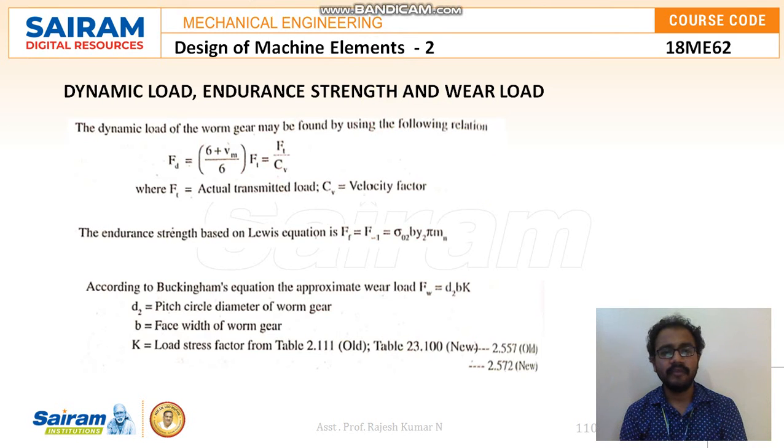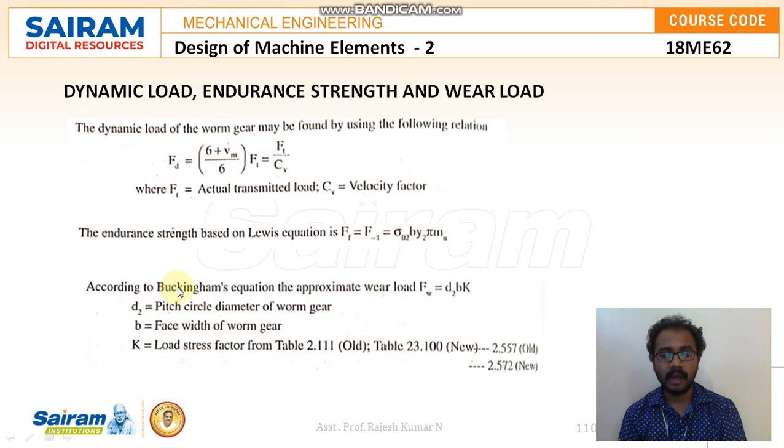The dynamic load of the worm gear may be found by using the following relation, that is Fd is equal to (6 plus Vm) by 6 into Ft. In short, I can write it as Ft by Cv, where Ft is the actual transmitted load and Cv is nothing but the velocity factor. The endurance strength based on Levy's equation is Fb, which is equal to, for the worm wheel, allowable stress into face width into Levy's form factor into pi into the normal module.